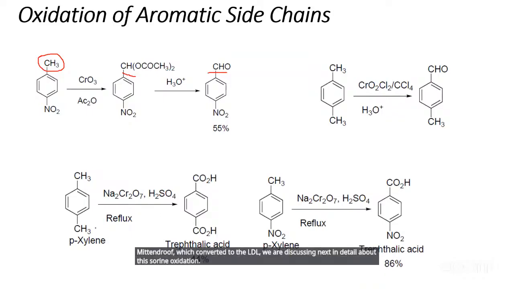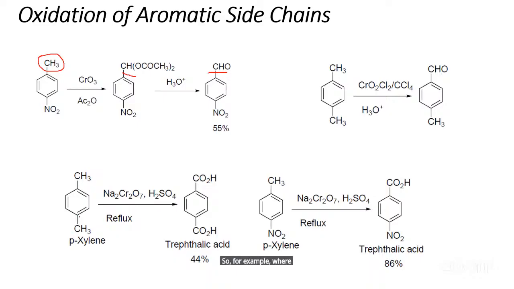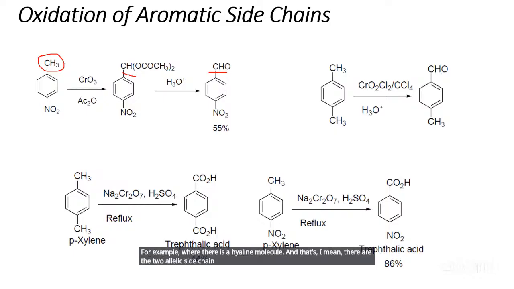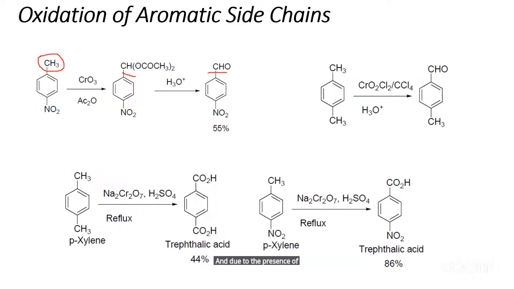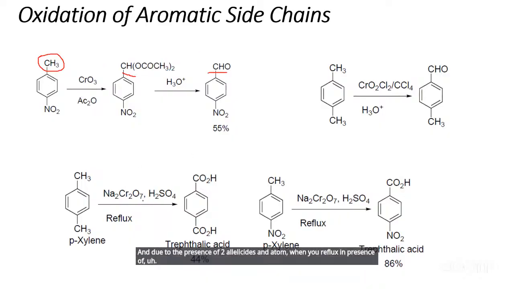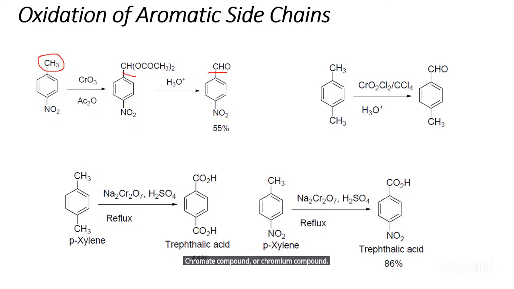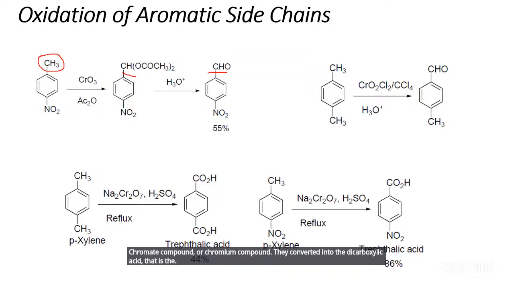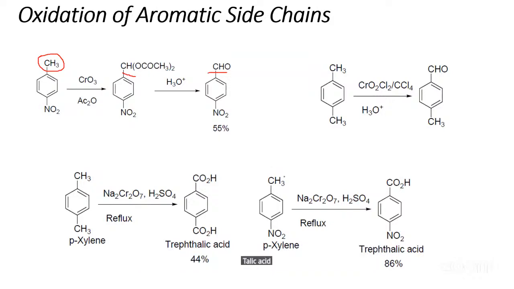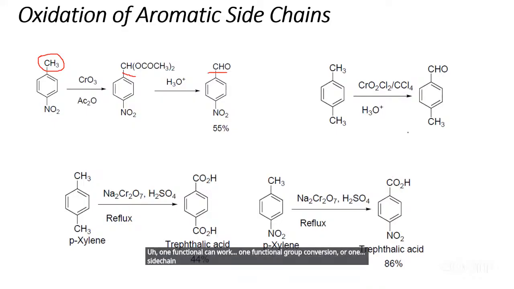The third example is a xylene molecule. In the xylene, there are two allylic side chains, and due to the presence of the two allylic side chains, when you reflux in presence of a chromate or chromium compound, they are converted into the dicarboxylic acid, that is terephthalic acid, where one methyl group is also oxidized, a functional group conversion or side chain oxidation.